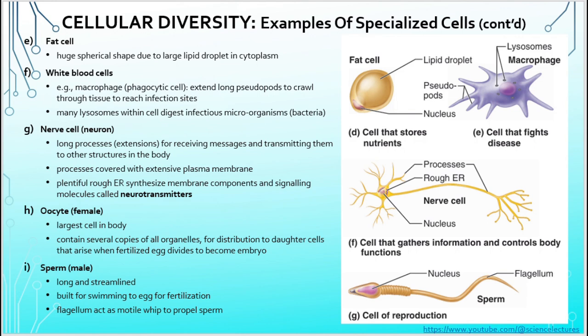The cells of reproduction are the oocyte in the female and the sperm in the male. The oocyte is the largest cell in the body. This egg cell contains several copies of all organelles for distribution to the other cells that arise when the fertilized egg divides to become an embryo. The sperm, the reproductive cell of males, is long and streamlined, built for swimming to the egg for fertilization. Its flagellum acts as a motile whip to propel the sperm.